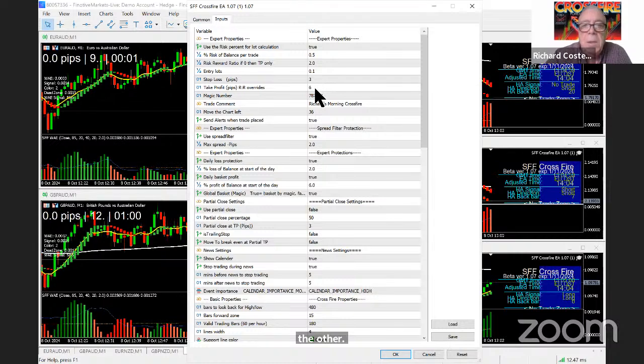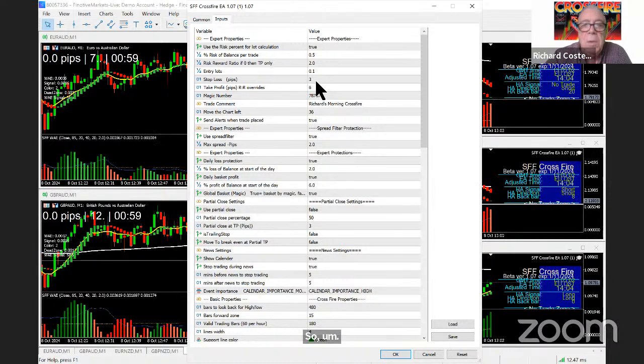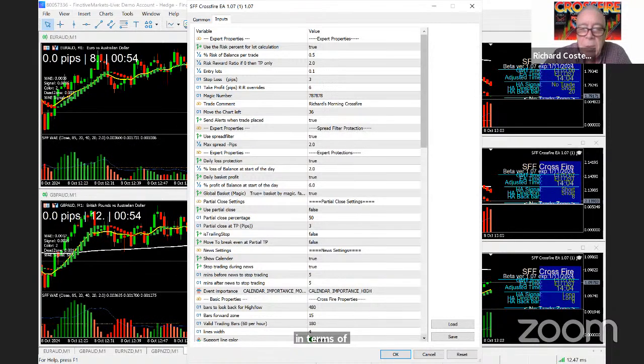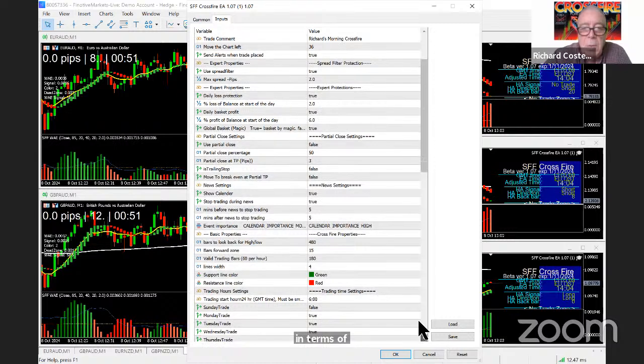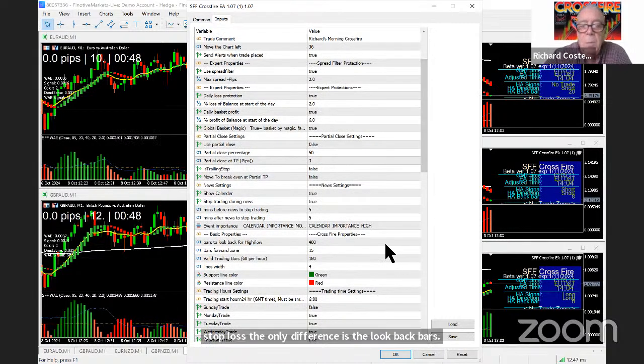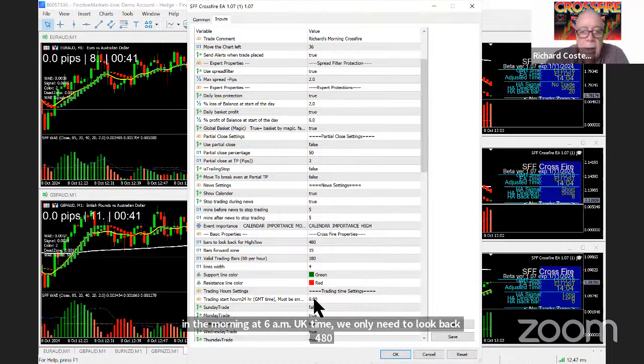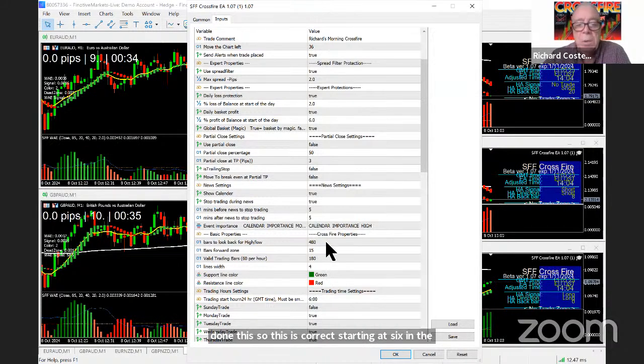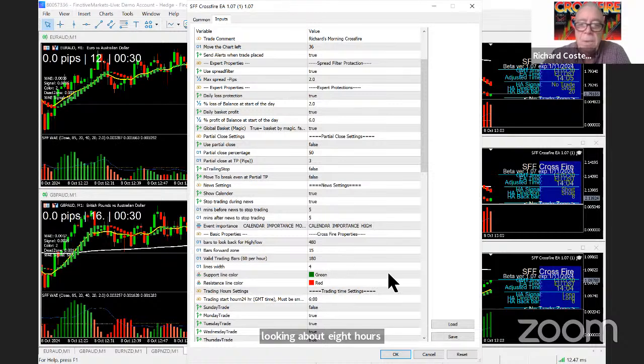it's all exactly the same settings in terms of stop loss. The only difference is the look back bars. So in the morning at 6 a.m. UK time, we only need to look back 480 bars rather than 900. And I've just done this, so this is correct. Starting at 6 in the morning, looking back 8 hours to the start of today's session, and that's the only difference. Everything else is exactly the same.